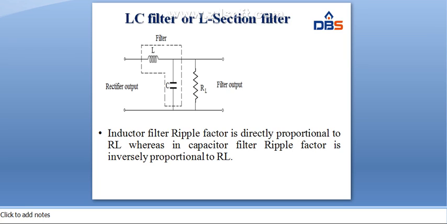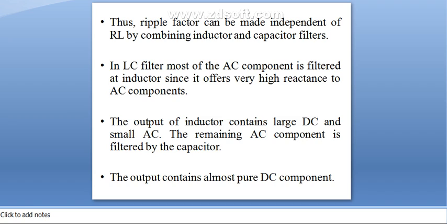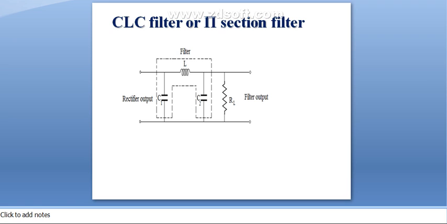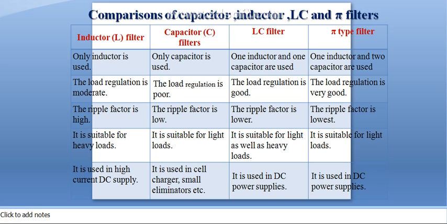If you combine the inductor filter and capacitor filter, it forms an LC filter. Here the ripple factor can be made independent of RL by combining inductor and capacitor filters. This is the ripple factor of the LC filter, and the final one is the CLC filter or pi filter. These are the comparisons of the capacitor, inductor and pi filters. All these things we have discussed in the last session.